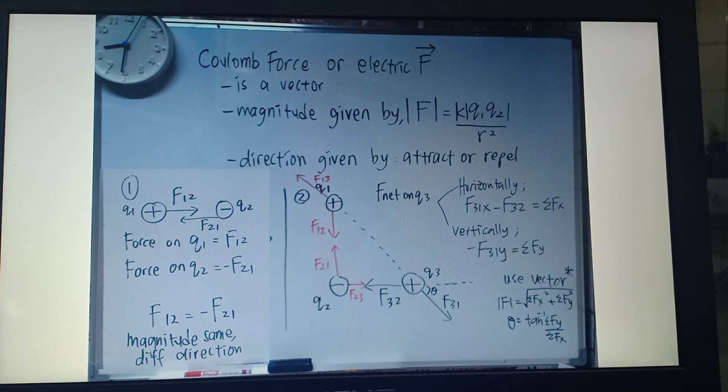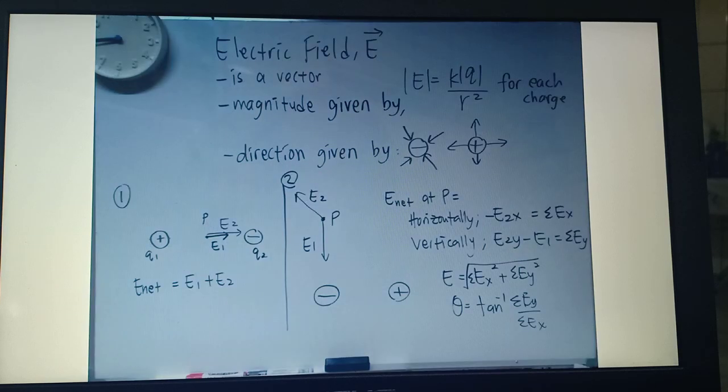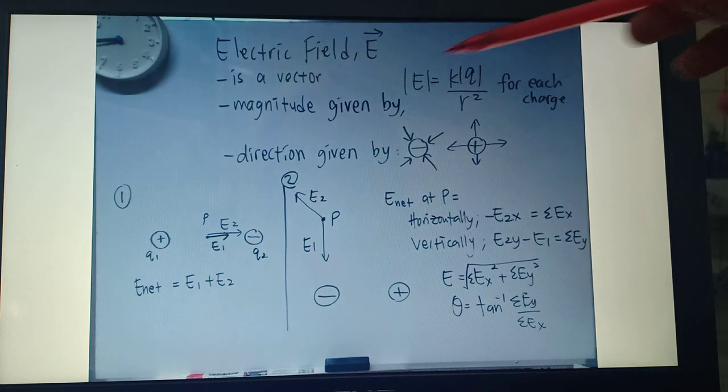Okay, so let's continue. This is electric force. So what is the difference between electric force and electric field? By the name itself, force is F, and electric field should be symbolized as E. E has two equations actually. You can have another equation, E equals F per Q, but I'm going to explain this equation.